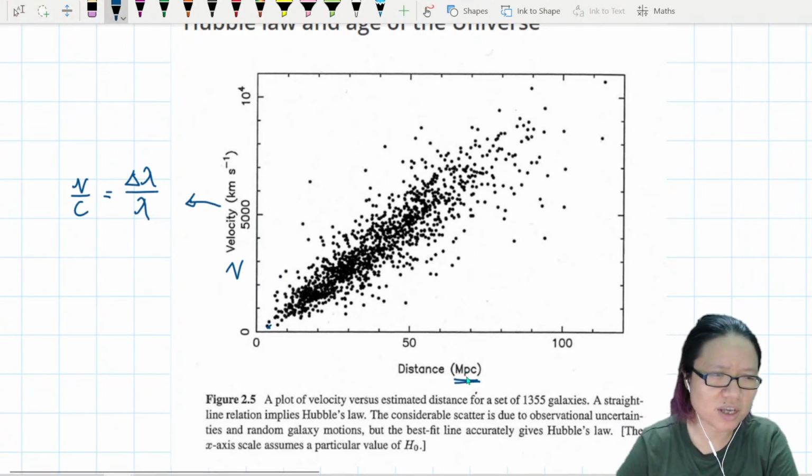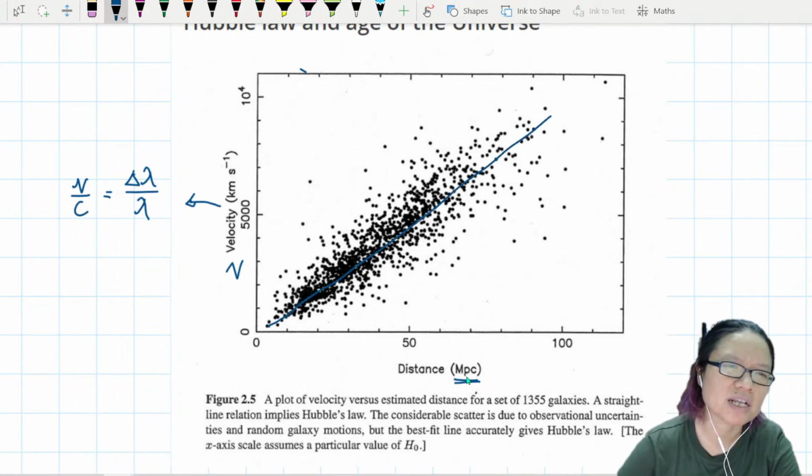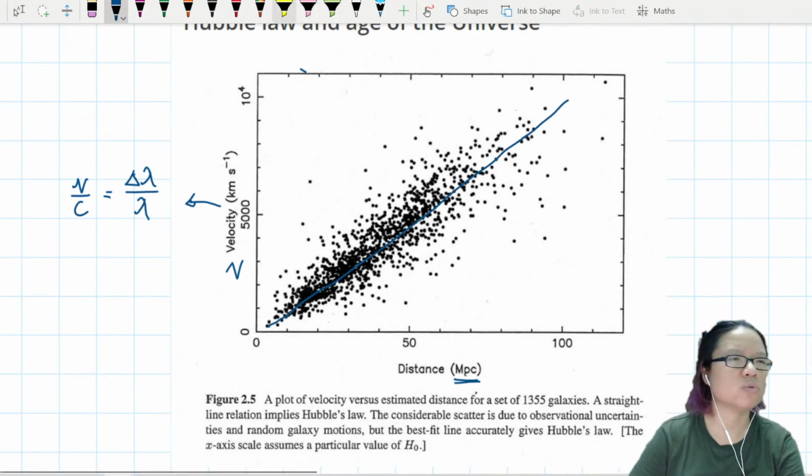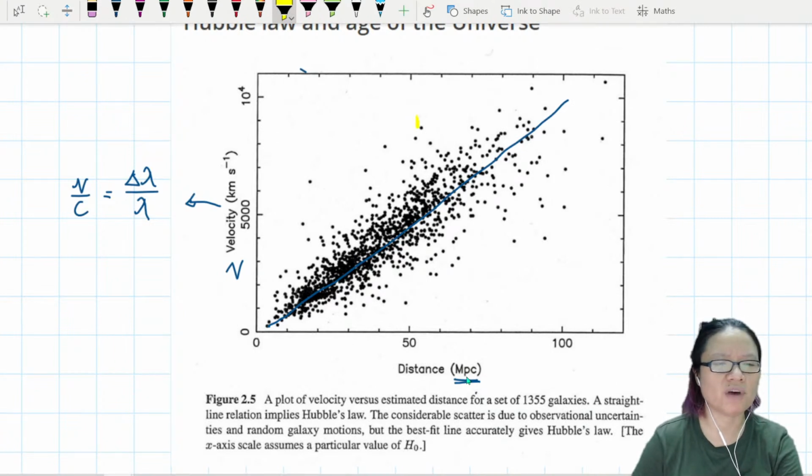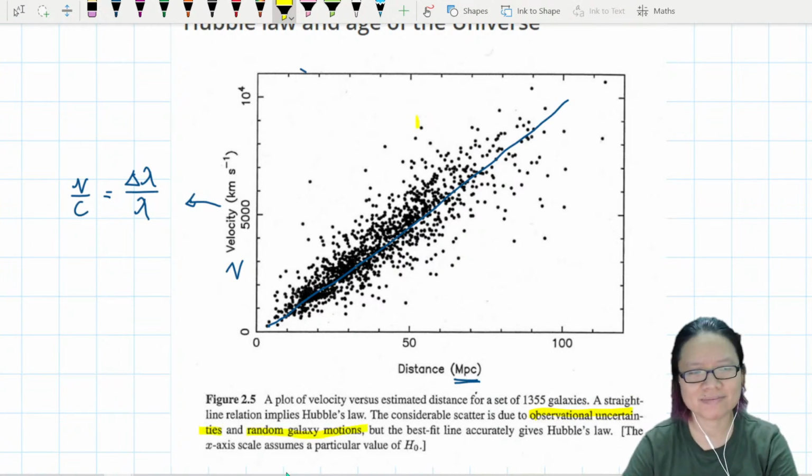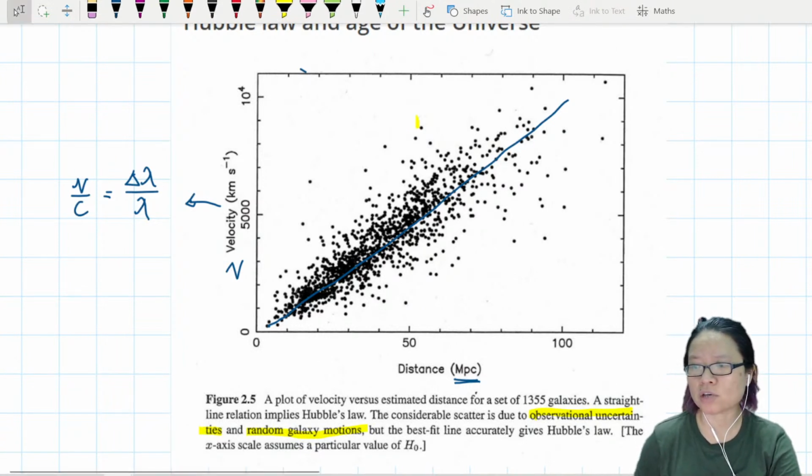All right. So you notice that there's a trend. You get a straight line, a best fit line, something like this. Of course, then you'll be wondering, teacher, why the scatter so far away? This is because of observational uncertainty and random galaxy motion. Because we are limited by how accurately we can measure, and we may not always be able to measure this accurately.